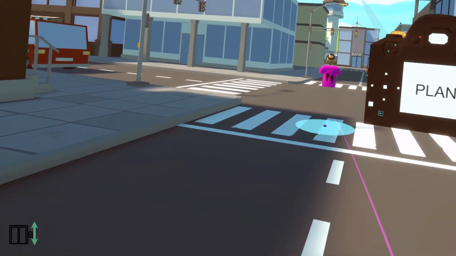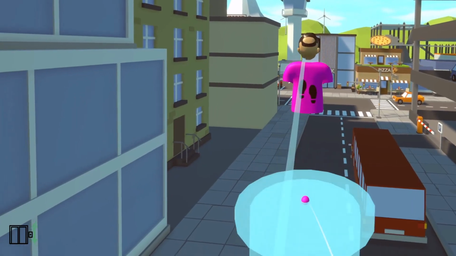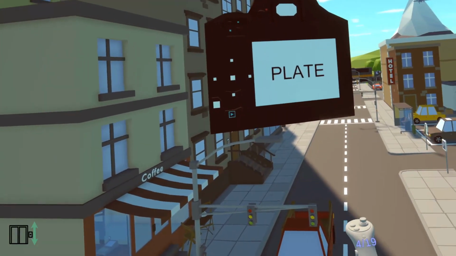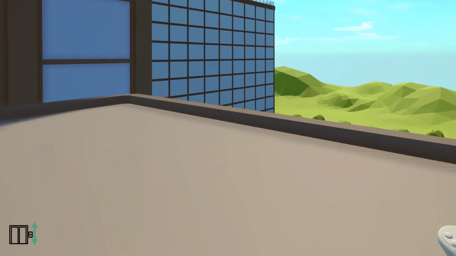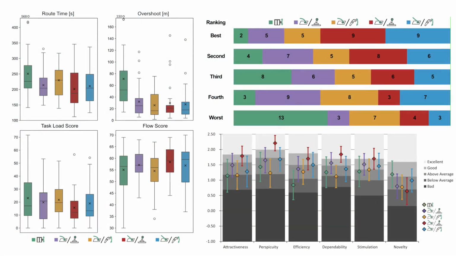We also compared our techniques against an existing mid-air target selection technique. In the end, we were able to show that our techniques outperformed the baseline in terms of efficiency, usability, task load, and subjective preference ratings. More information can be found in our paper.